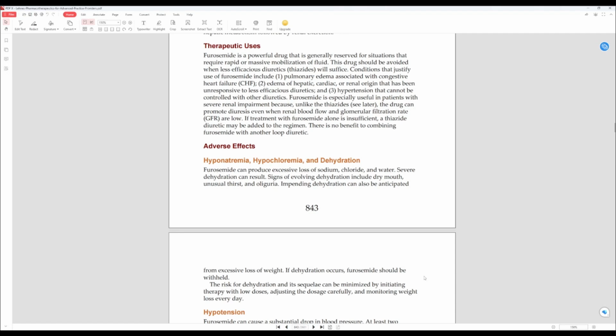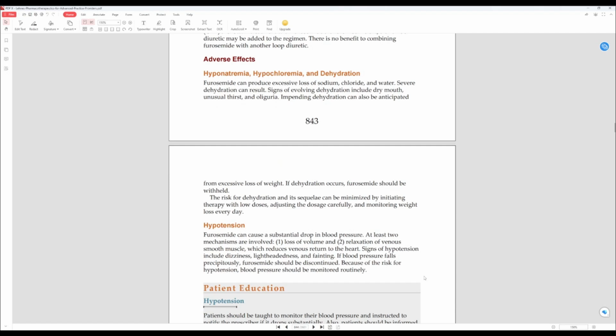Lasix is especially useful in patients with severe renal impairment because, unlike thiazides, the drug can promote diuresis even when renal blood flow and glomerular filtration rate are low. If treatment with Lasix alone is insufficient, a thiazide diuretic may be added to the regimen. There is no benefit to combining Lasix with any other type of loop diuretic.